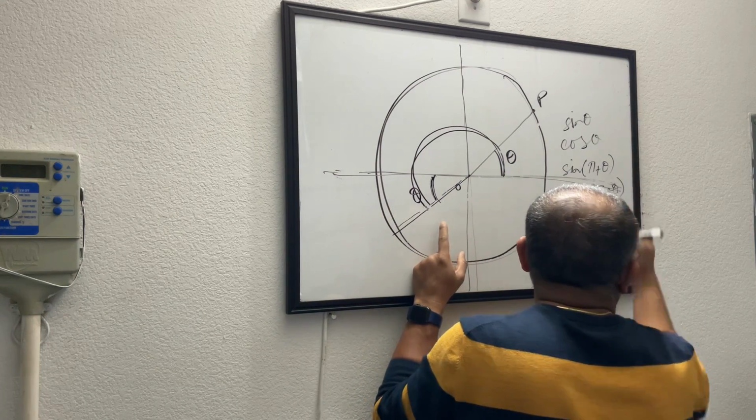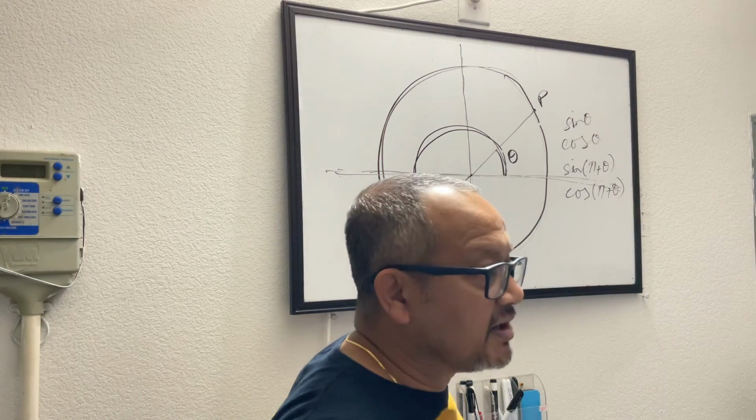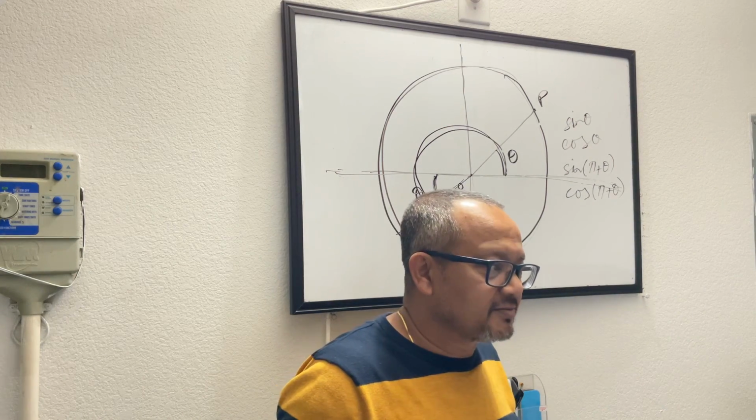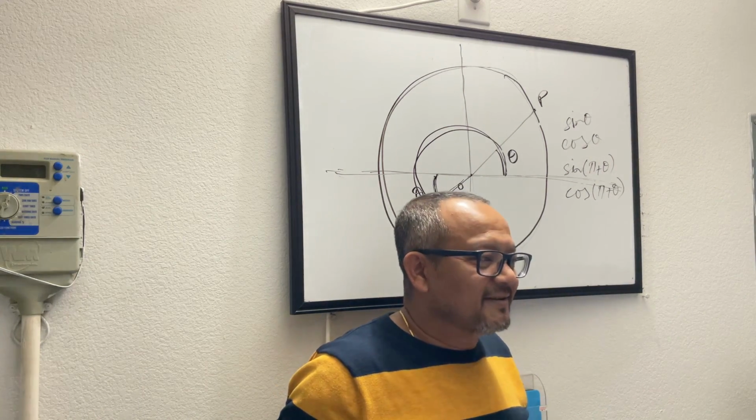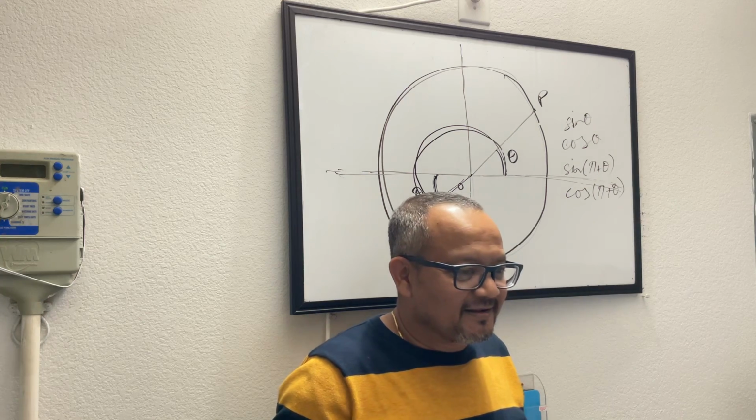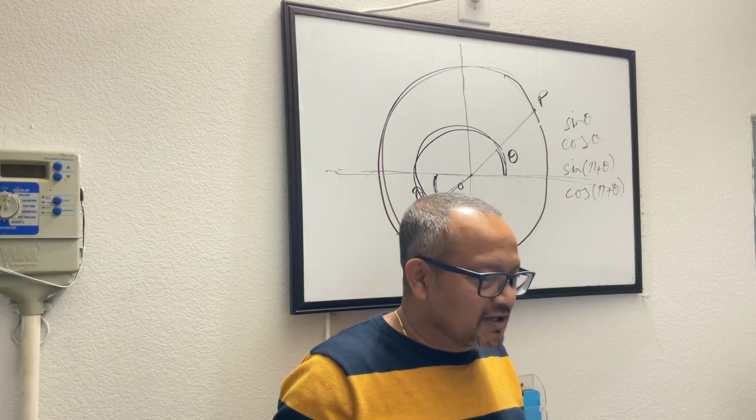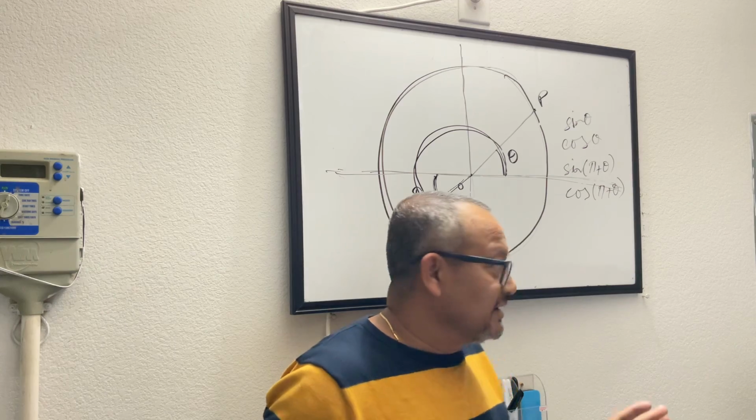Wait, so pi is 180? Yeah, pi radian. So we are talking radians now. You guys are clear with that, right? I mean, okay with that, right?